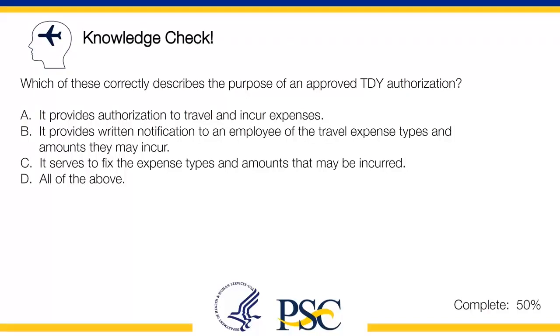Which of these correctly describes the purpose of an approved TDY authorization? A. It provides authorization to travel and incur expenses. B. It provides written notification to an employee of the travel expense types and amounts they may incur. C. It serves to fix the expense types and amounts that may be incurred. D. All of the above. Pause the video, consider your response, and then resume to learn the answer.